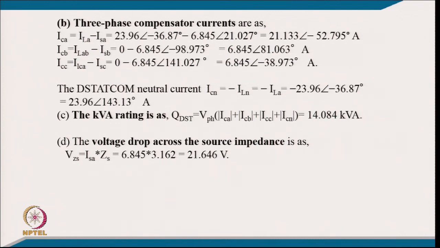The 3 phase compensator current will be load current minus the source current, and keeping in the values we can get the compensator A phase current, B phase current and C phase current, and the neutral current will be just equal to the load neutral current, that is the A phase current exactly, and this will be 23.96 ampere. The kVA rating for all 3 lines and neutral comes to 14.084 kVA, and the voltage drop across the source impedance will be the source current multiplied by the source impedance. We already got the source impedance earlier, I multiply the source impedance, and it comes to 21.646 volt.